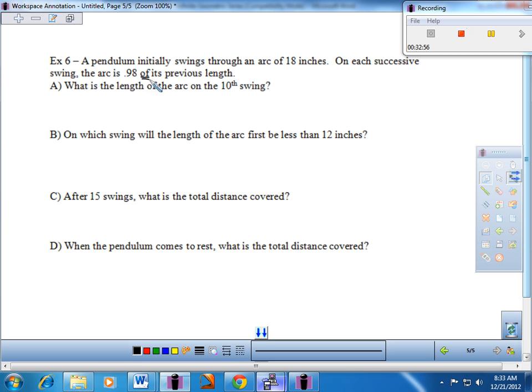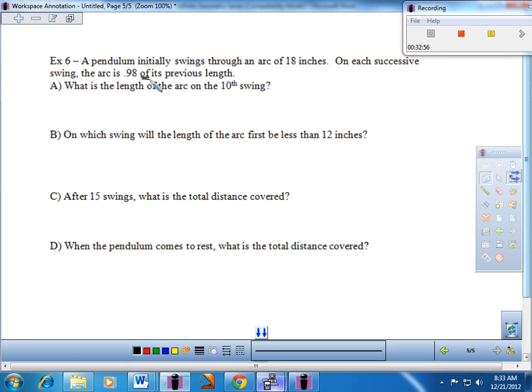So basically, to get any arc length, I will multiply the previous one by 0.98. I'm hoping everyone is okay with that. So whatever the first one is, you multiply it by 0.98 to get the next one. And then multiply it by 0.98 to get the next one, and the next one, and the next one. Repeated multiplication. And since we're not talking about a continuous situation, we're talking about one swing to the next swing to the next swing, we would call this geometric in nature. All right, well, let's go for it.